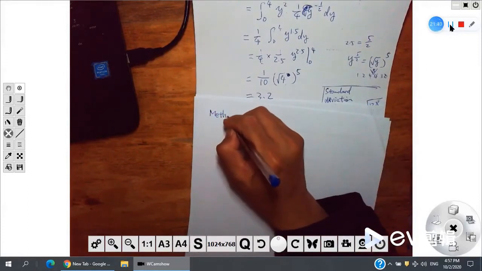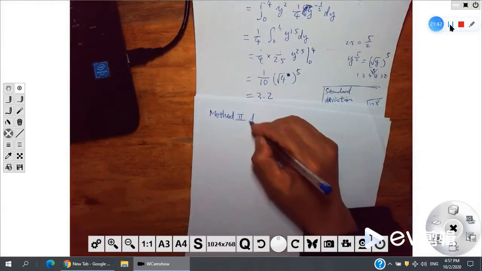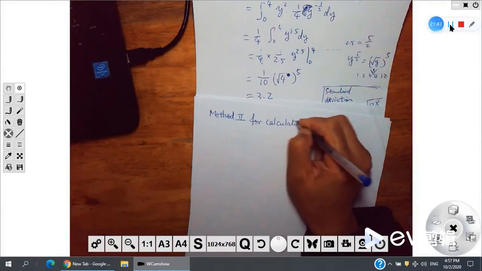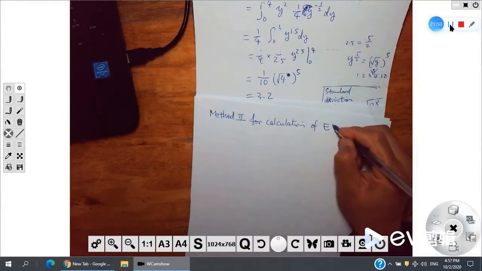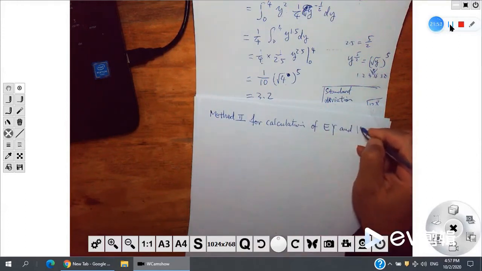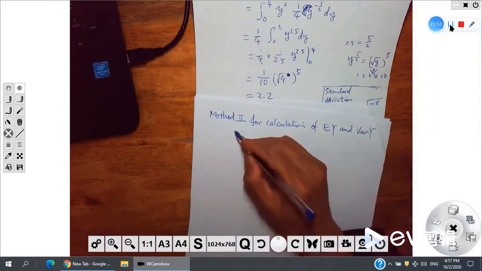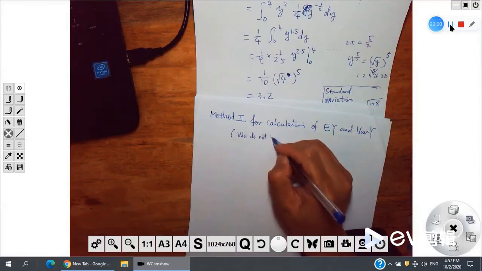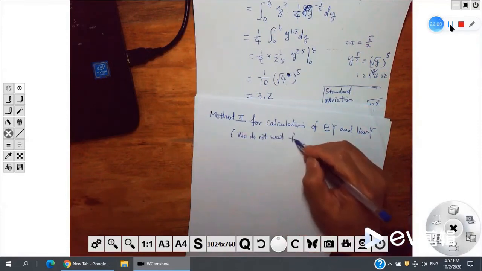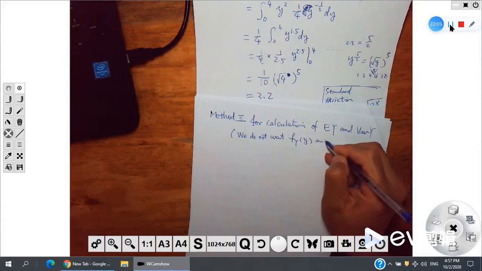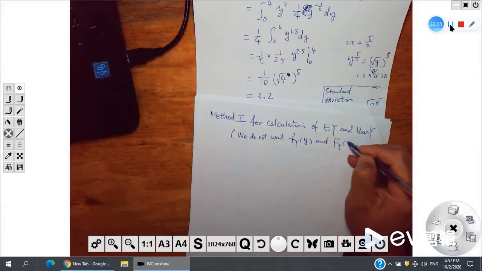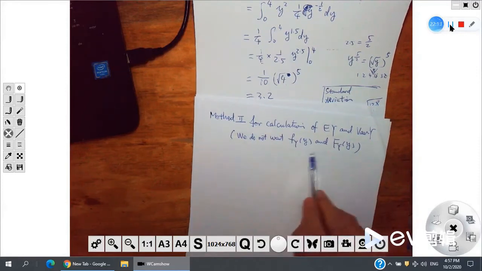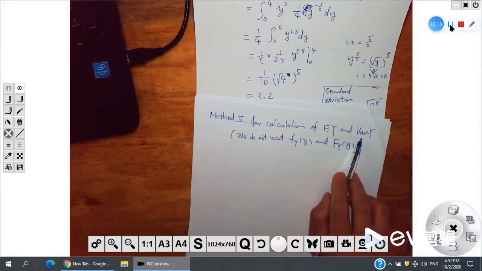Method 2 for calculation of EY and variance of y. Now, suppose we do not want the PDF and the CDF. If we do not want these two functions, then we can calculate them directly.